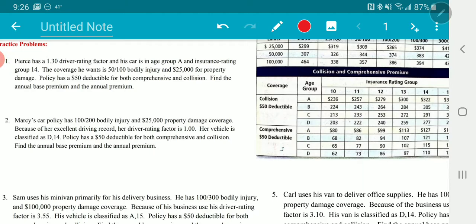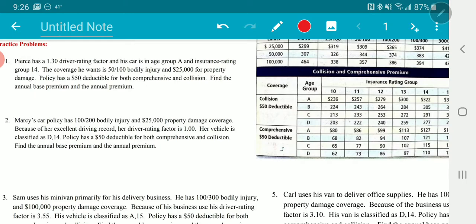So starting on lesson 9.4, we've got Pierce, who has a driver rating factor of 1.3. His car is in age group A and insurance rating group 14. The coverage he wants is 50/100 bodily injury and $25,000 for property damage. His policy has both the $50 deductible for comprehensive and collision. Find the annual base premium and the annual premium.